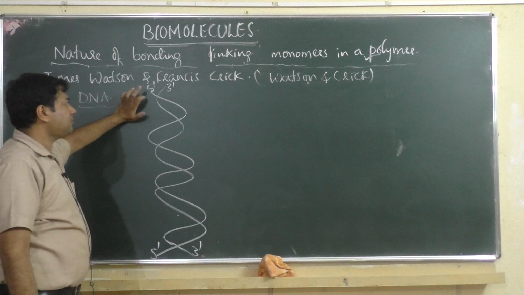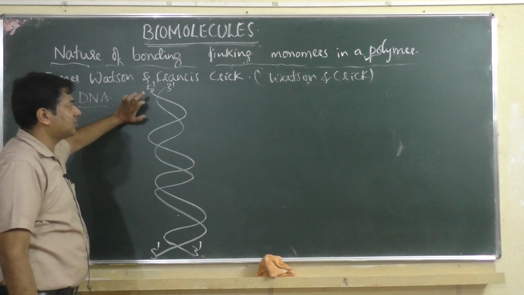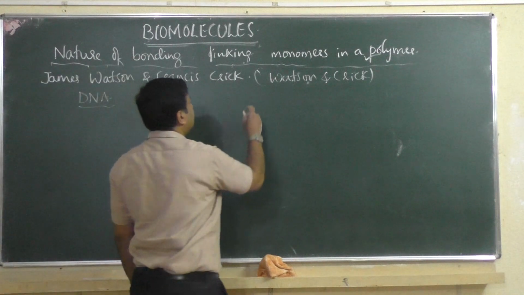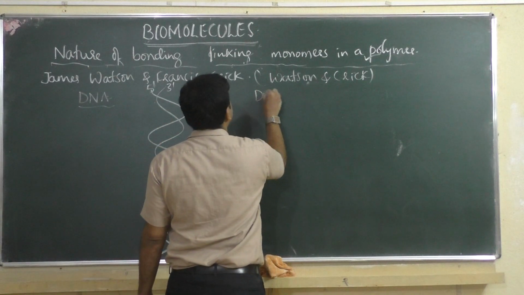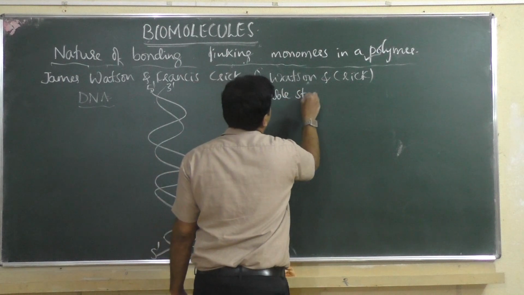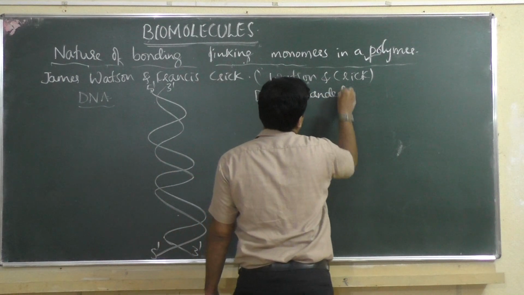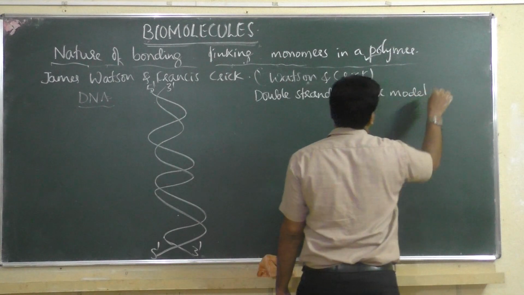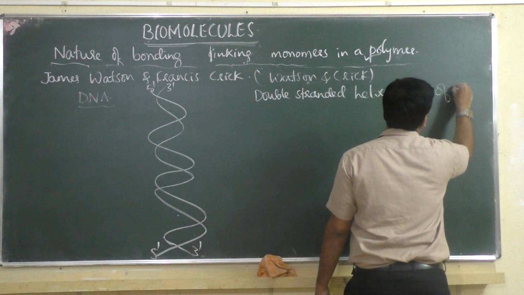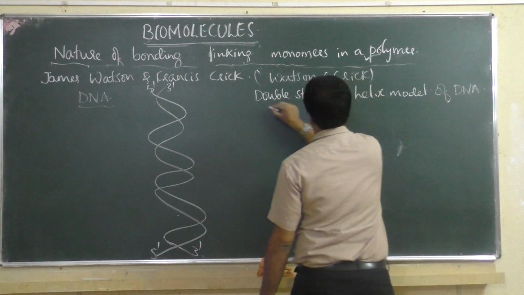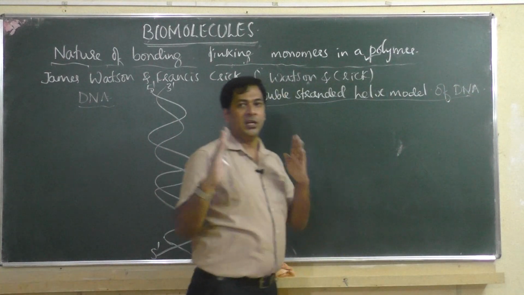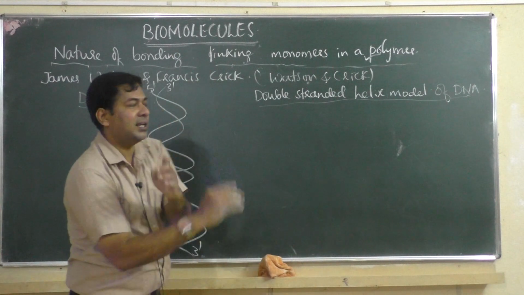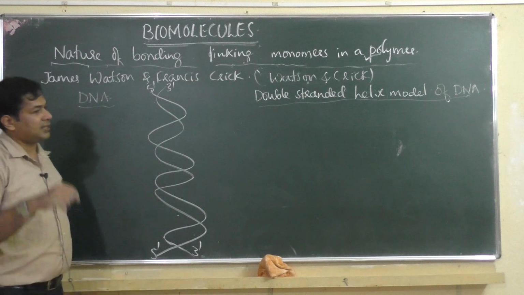Okay, so this is a double-stranded DNA structure given by Watson and Crick. It is a famous model known as the double-stranded helix model of DNA. What is the meaning of helix? Two thread-like structures, two strands coiled like this. That coiling is called helix. You know, like a staircase, helix.